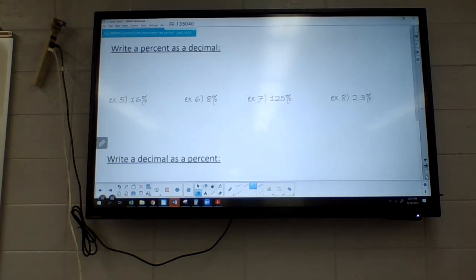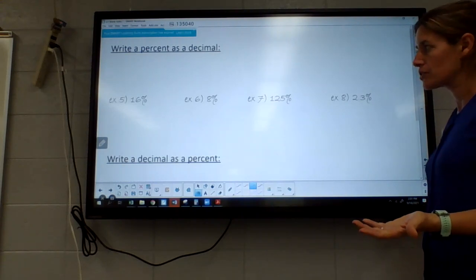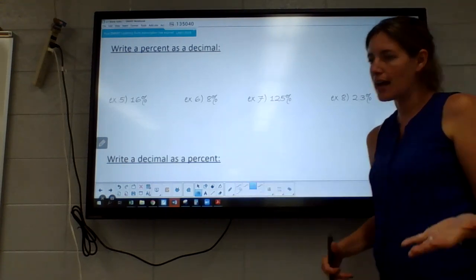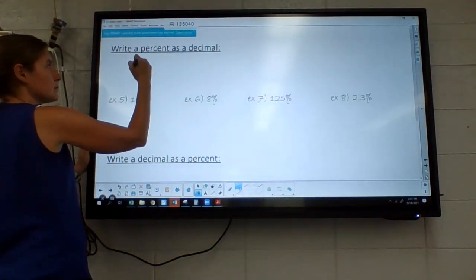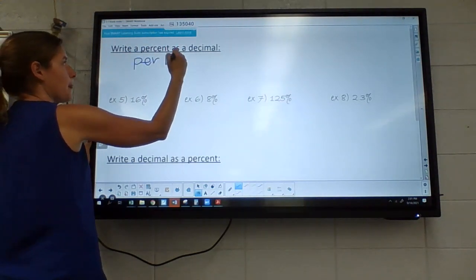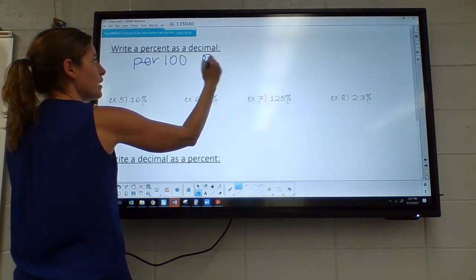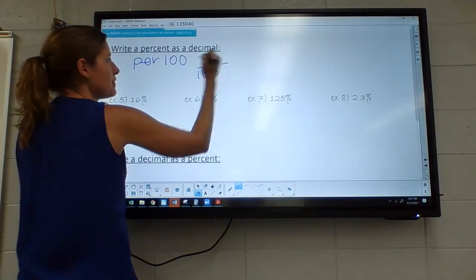Now we're writing a percent as a decimal. For this one, I'm going to try and explain the why behind it so you understand why you do what you do. But at the same time, it's probably easiest to use the rule that goes with this. We change it to a decimal by taking that number and dividing by 100. So it's the percent over 100, but then we write that as a decimal.